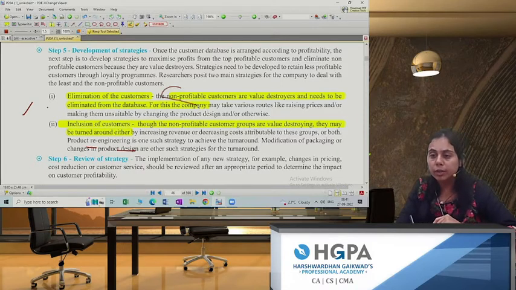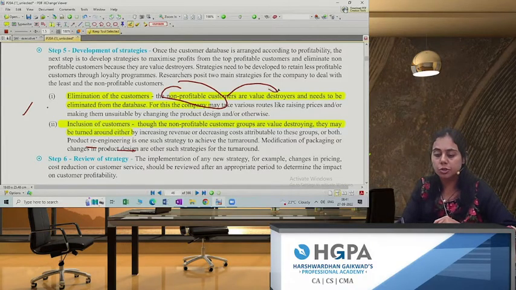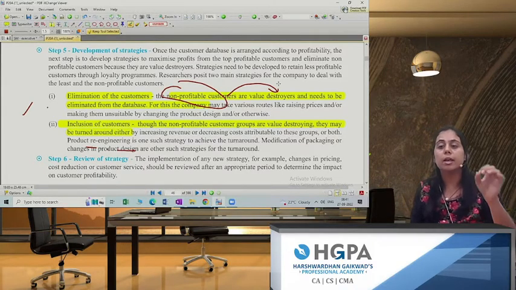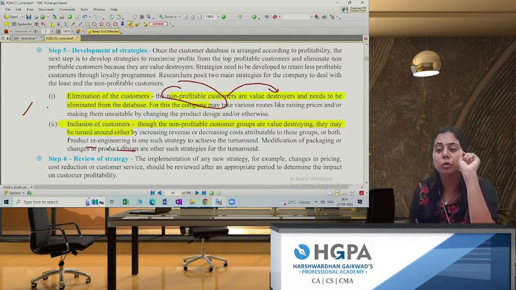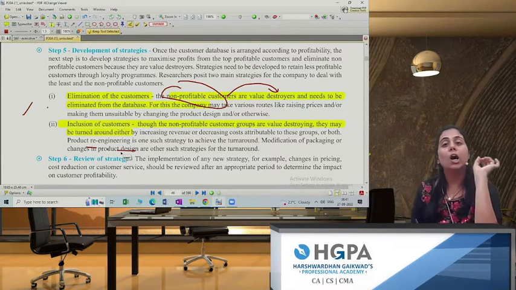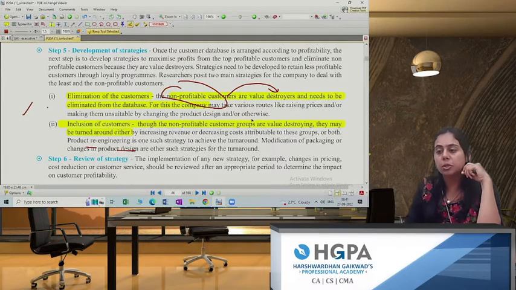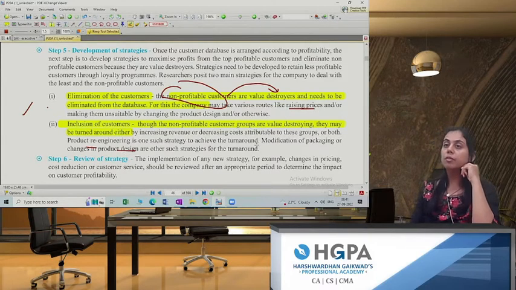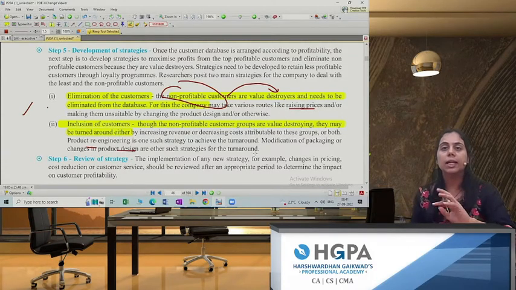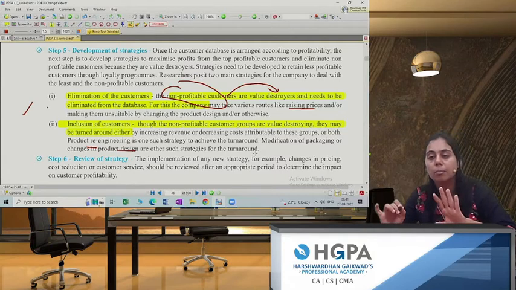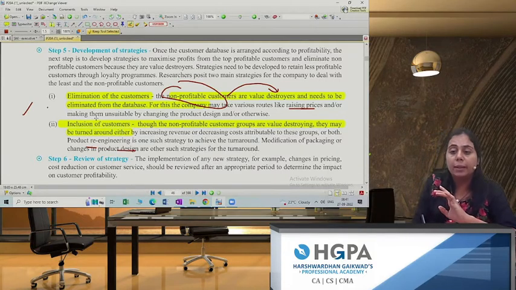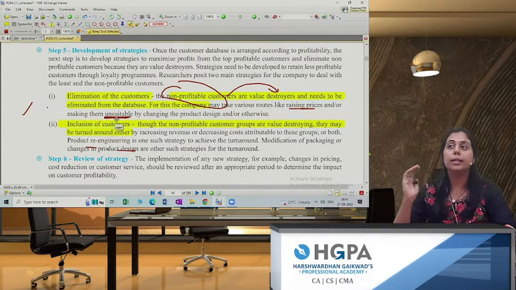All the non-profitable customers are value destroyers. Okay, they're destroying the value and therefore they need to be eliminated from the database. How will we eliminate them from the database? First of all, by raising the price. We will raise the price of the product in such a way that the customer will not purchase our product anymore. Or we will make our product unsuitable so that the customer is not ready to purchase our product.